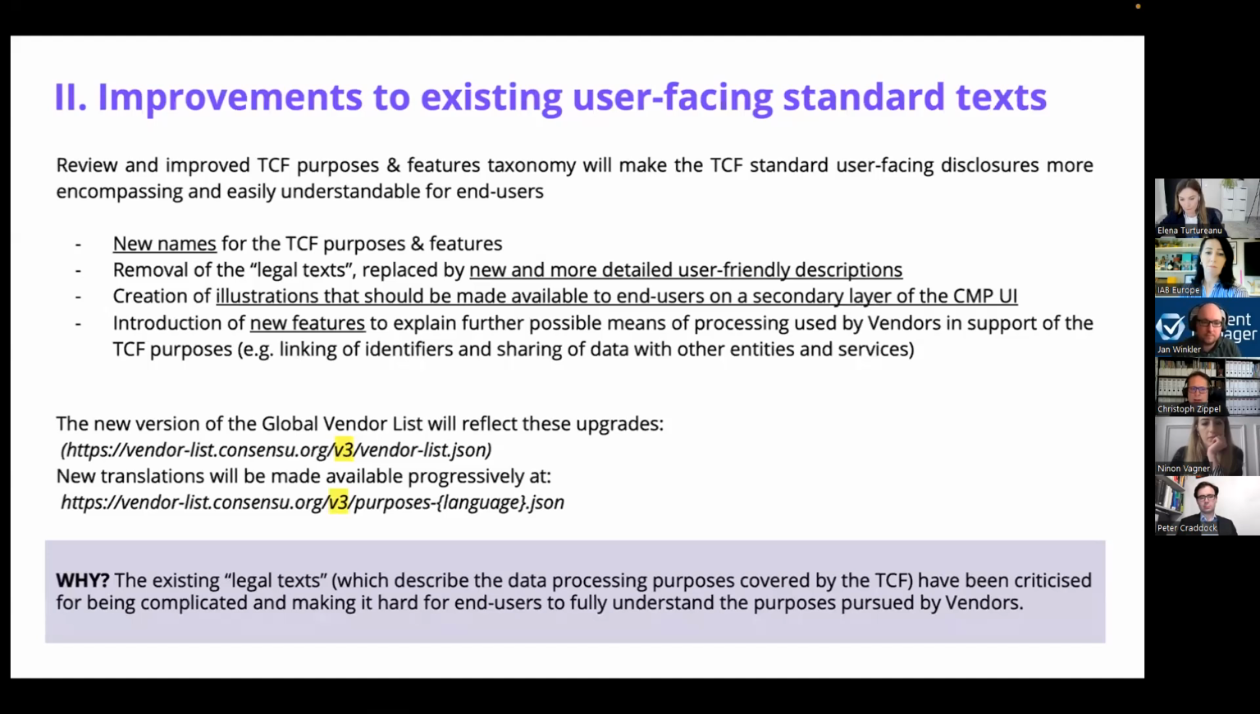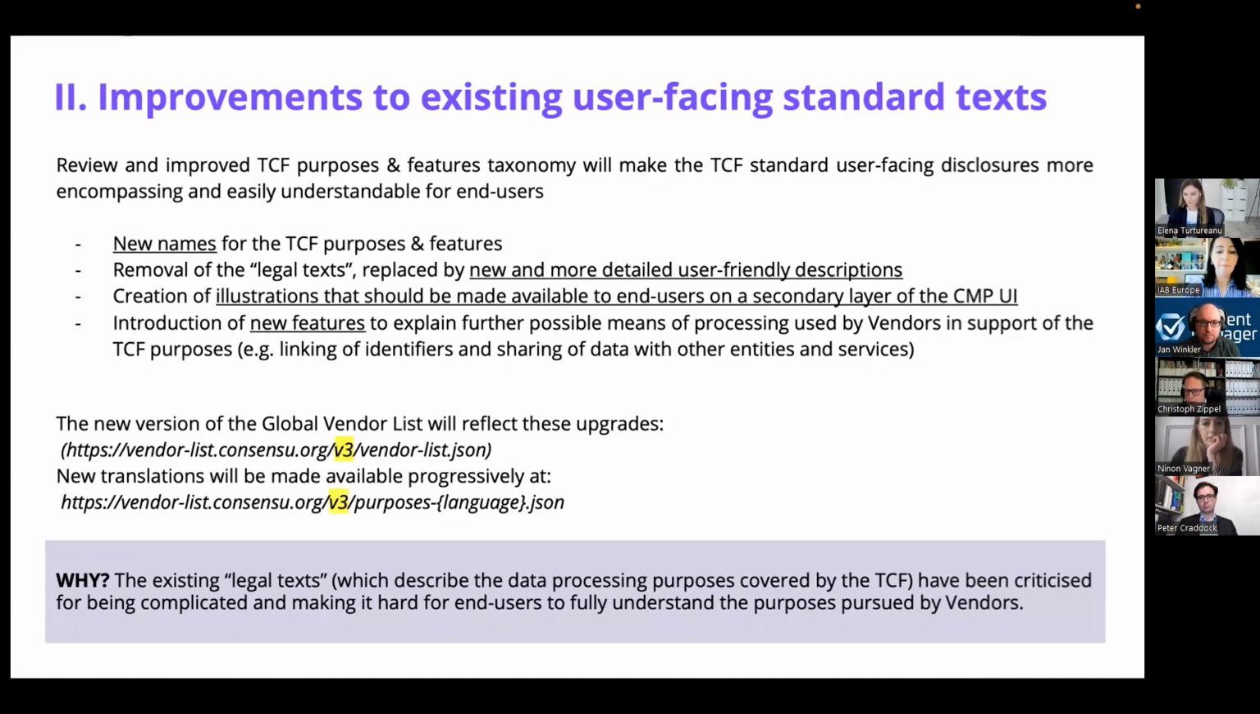There are now illustrations. There will be illustrations per purpose. And those should be made available to end users as well on the second layer of a CMP UI. And the new version will also have new features that explain means of processing, for example, linking of identifiers or sharing data with other entities and services.